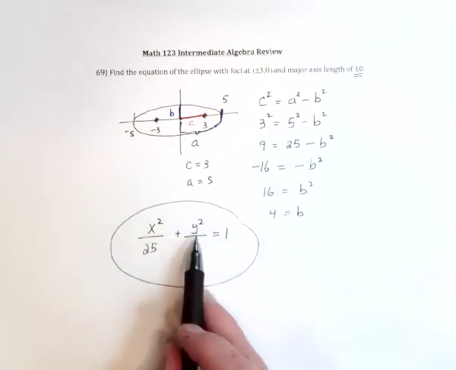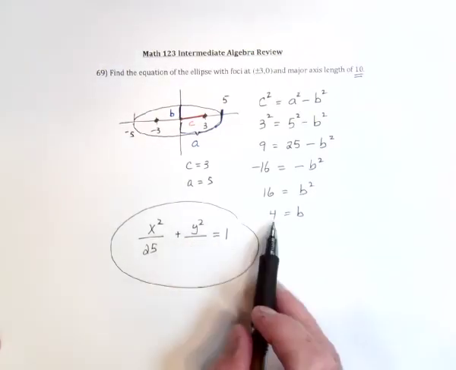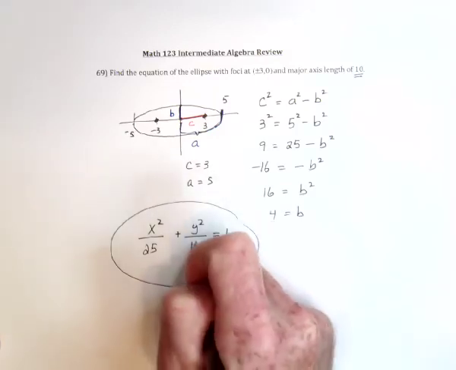And then for the y direction, that's the smaller one. It's shorter than it is wide, so the y is smaller. So that's this one. 4 squared is 16.